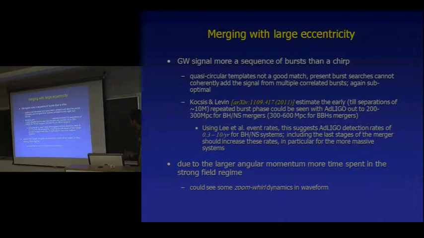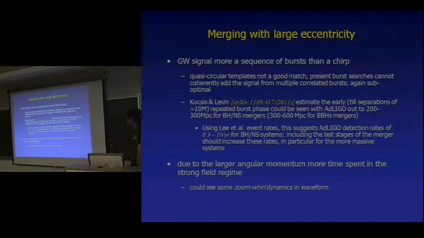Incidentally, with this estimate, they use post-Newtonian techniques for these eccentric inspirals, and they didn't trust the expansion closer than 10 M, so they essentially cut off the signal at 10 M. Of course, that's not going to make a difference for the lower mass systems, because the merger part is going to be outside of the advanced LIGO band, but for the more massive systems, you could potentially see them out to larger distances.